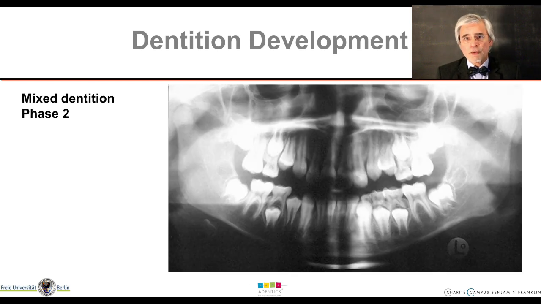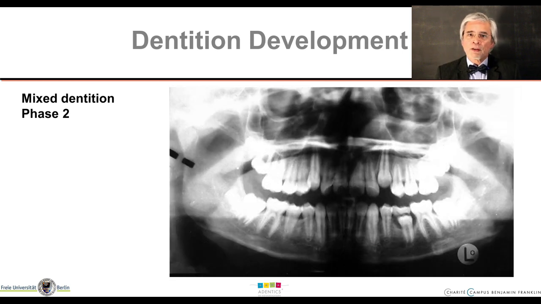And here we see the use of leeway space in the posterior region as it happens with any dentition development. And here we are on the verge of the last deciduous molar falling out, and the bicuspid is taking its place.